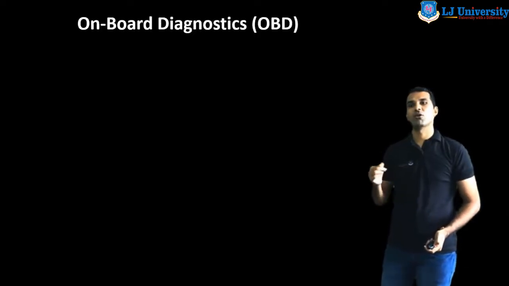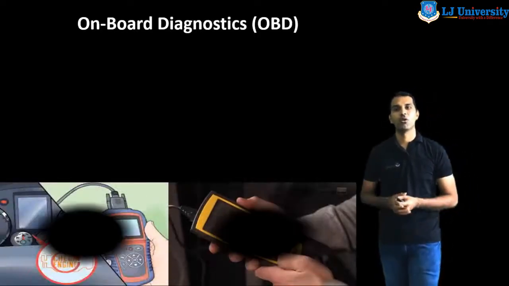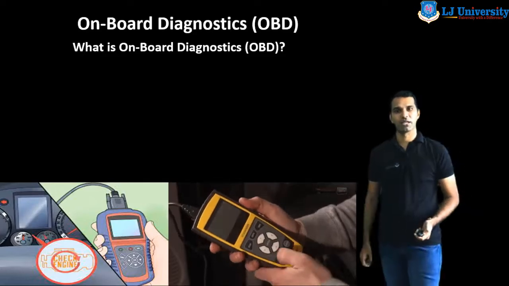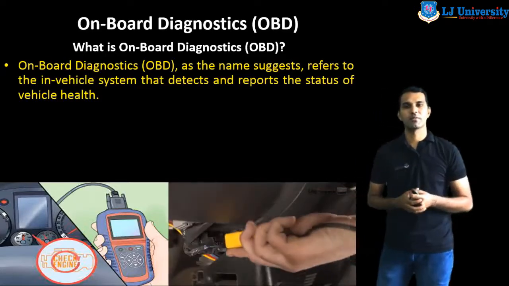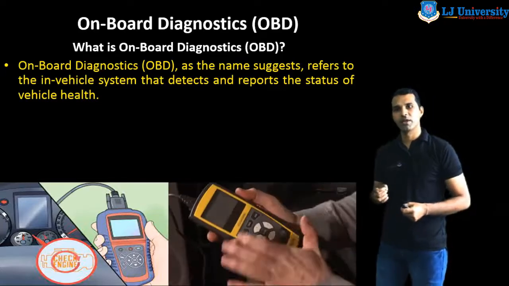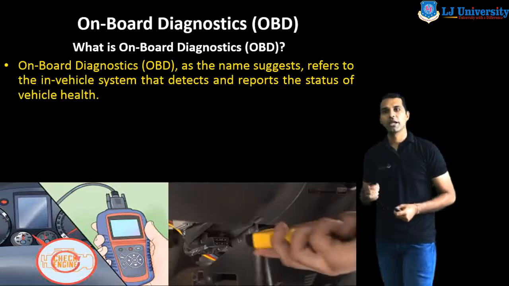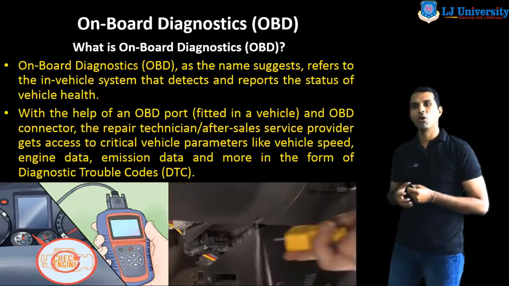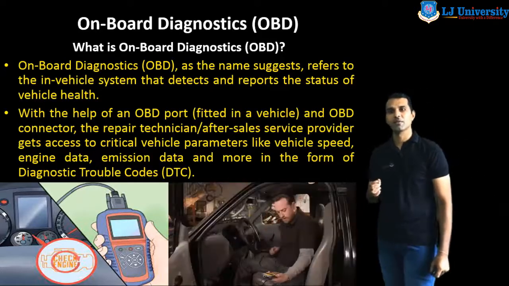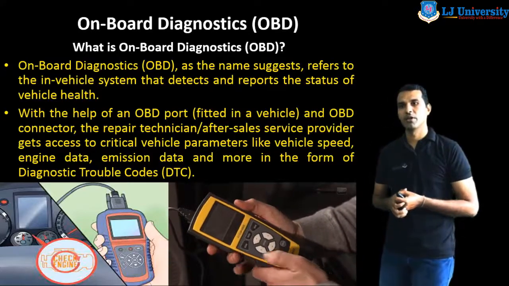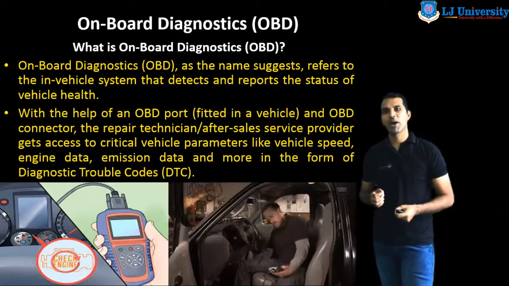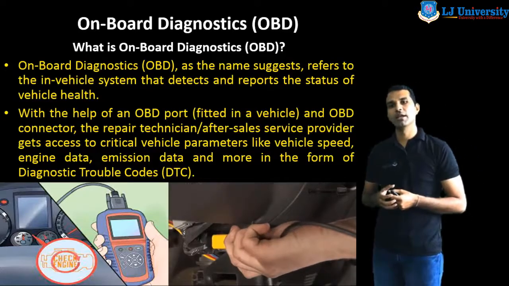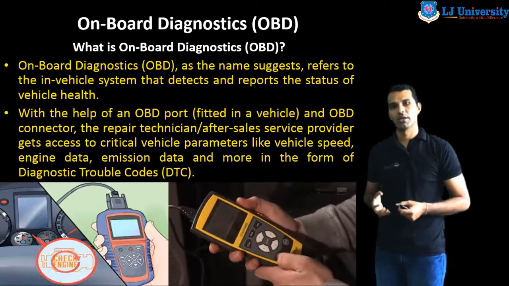Now we discuss the third point, which is onboard diagnostic, known as OBD. So first we understand what OBD, or onboard diagnostic, is. Onboard diagnostic, as the name suggests, refers to the in-vehicle system that detects and reports the status of vehicle health. With the help of the OBD port and OBD connector, the repair technician or after-sale service provider gets access to critical vehicle parameters like vehicle speed, engine data, emission data, and more in the form of diagnostic trouble code, that is DTC.